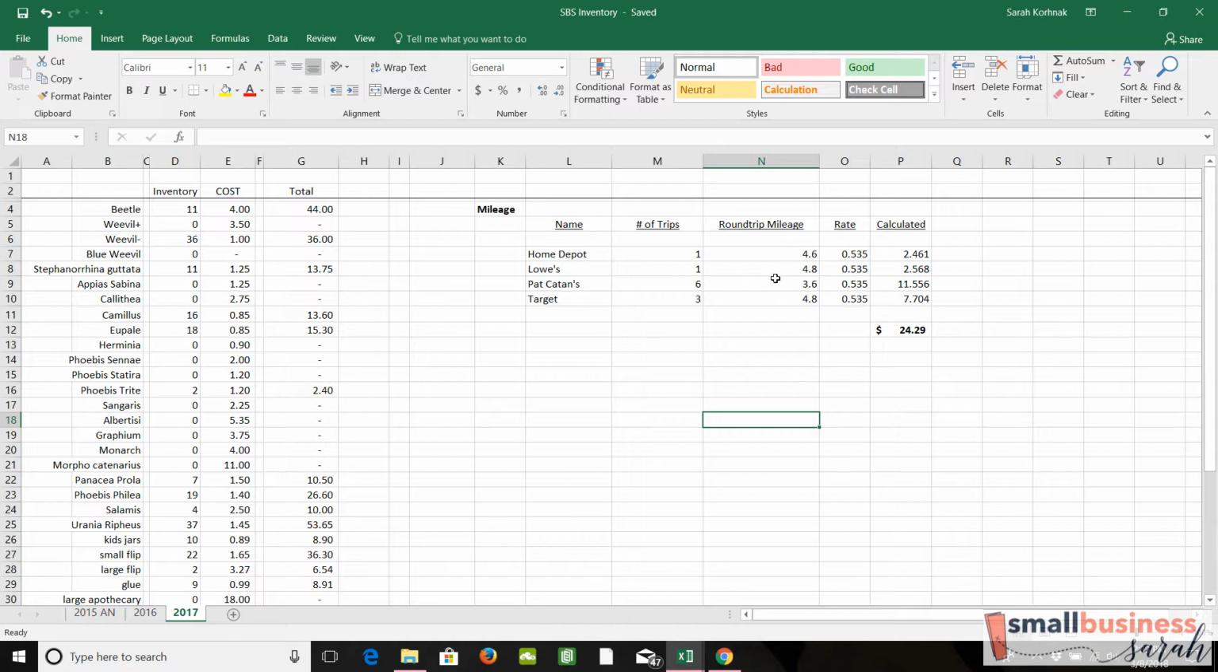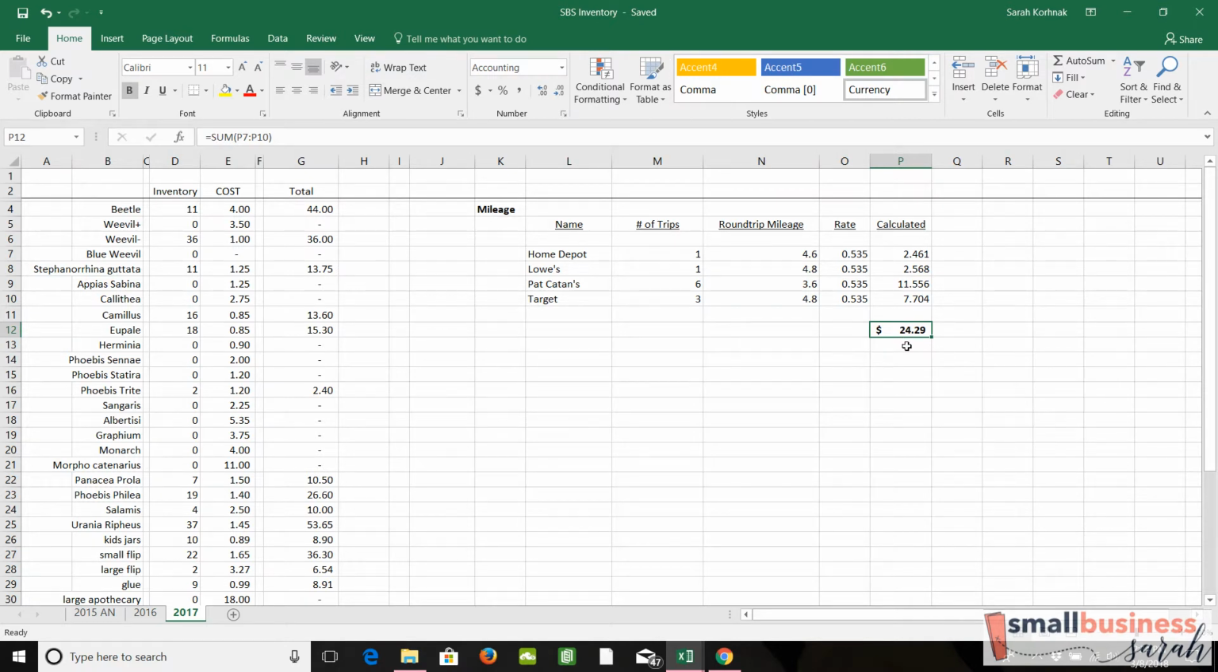I calculated my round trip mileage to each place, so there and back. I just used MapQuest to do that. And then the mileage rate for 2017 was 0.535 cents per mile. And so basically this is just a formula. I took the number of trips times the round trip mileage times the mileage rate to give me what deduction I can take for that trip. And so all of that is calculated the same way, and then this is totaled.